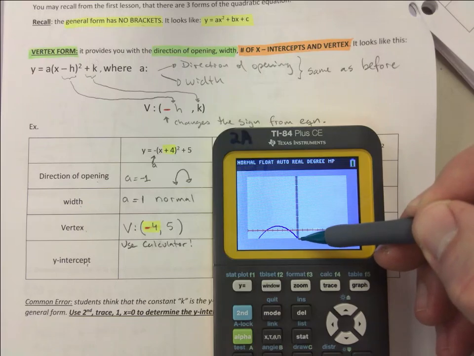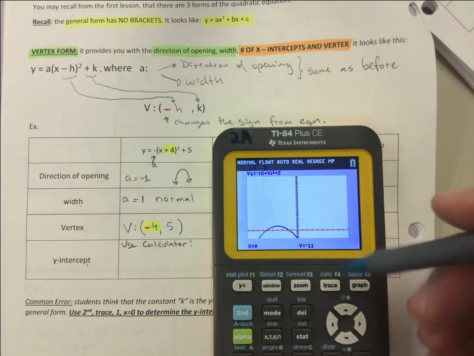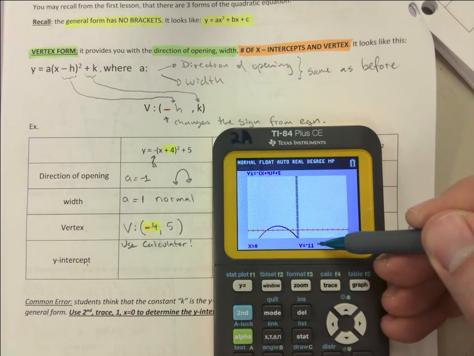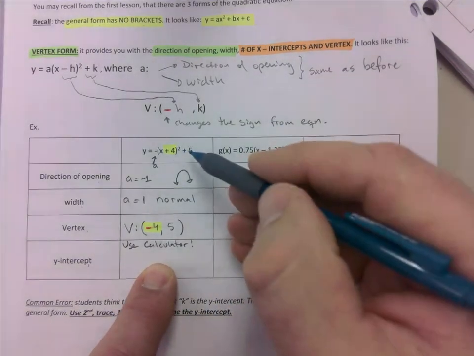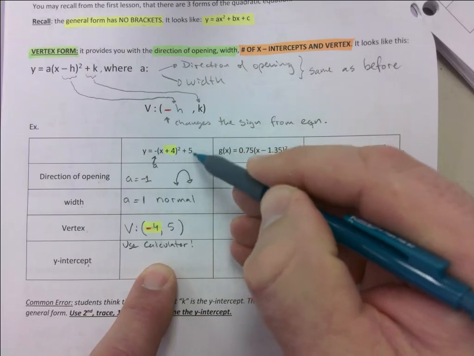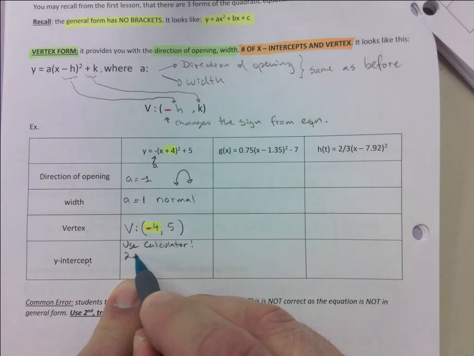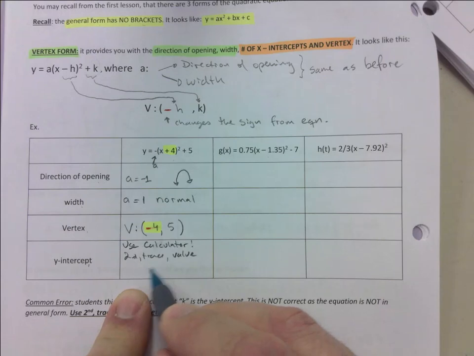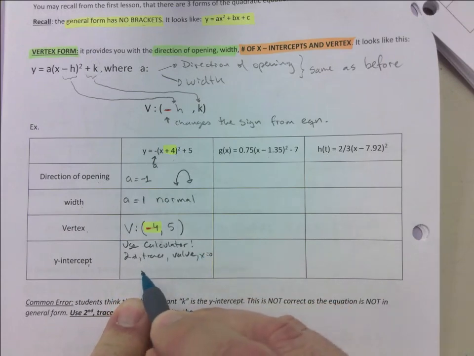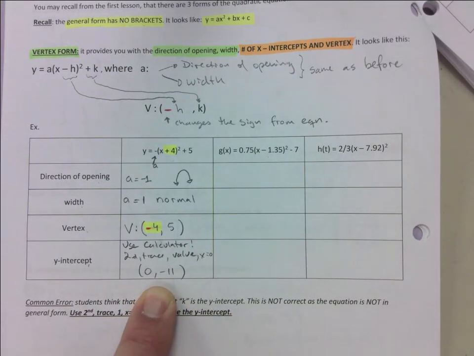I'm going to find the y-intercept. Second trace value, x is equal to 0, and the y-intercept is negative 11. So don't fall for thinking it's the 5, because you're so used to the general form, the last number being the y-intercept. So we're going to go second trace value. x is equal to 0, so 0, negative 11 is our y-intercept.